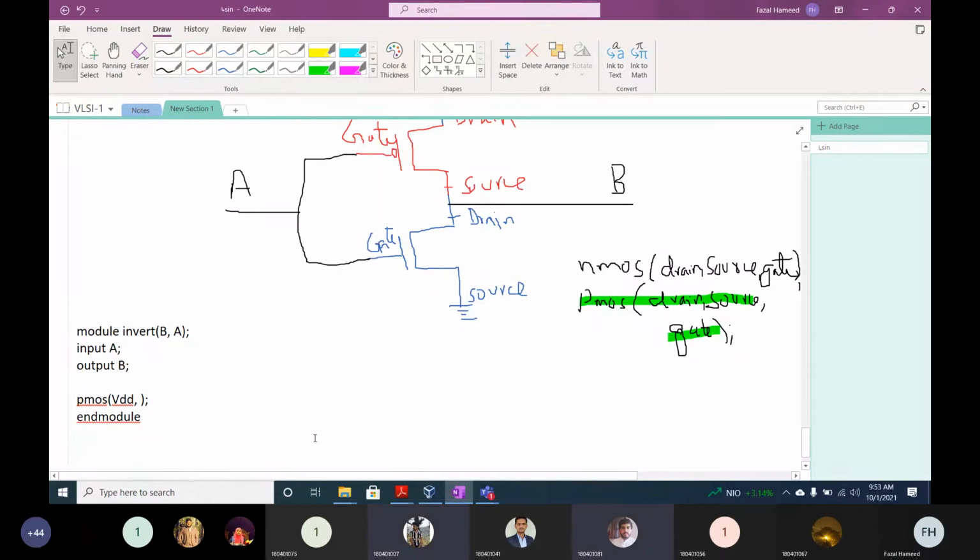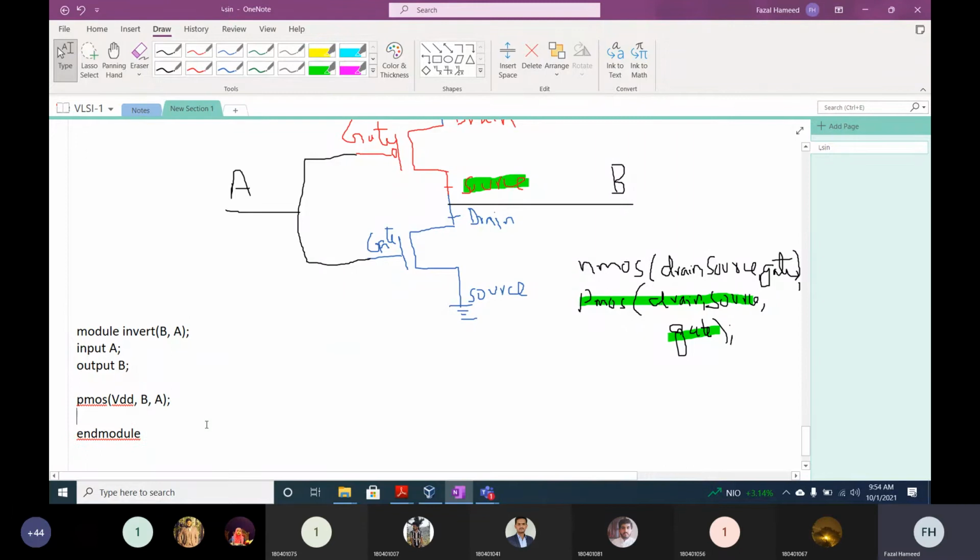Sir, drain of... No. The source of the transistor. If you look at the transistor, the source terminal is highlighted in red. This is your source. Which signal is it connected to? B, sir. B. Very good. Source is connected with B. What about the gate terminal? A, sir. It is connected with A.